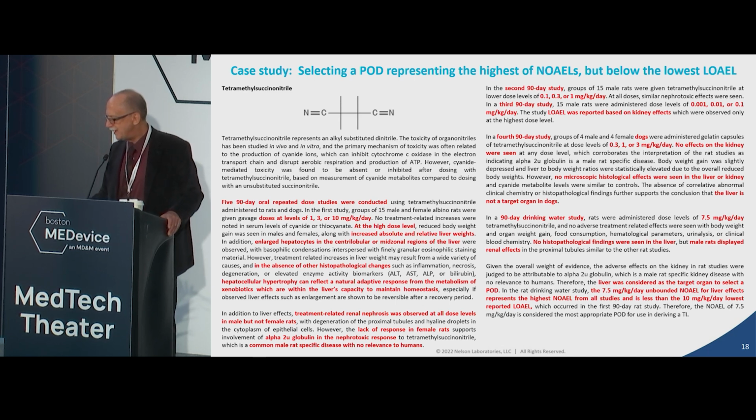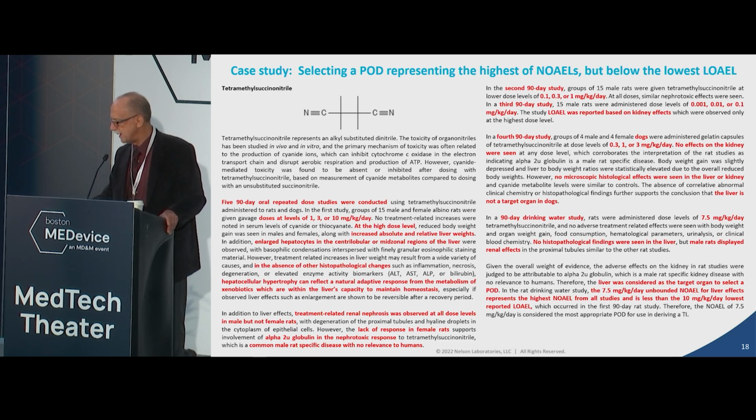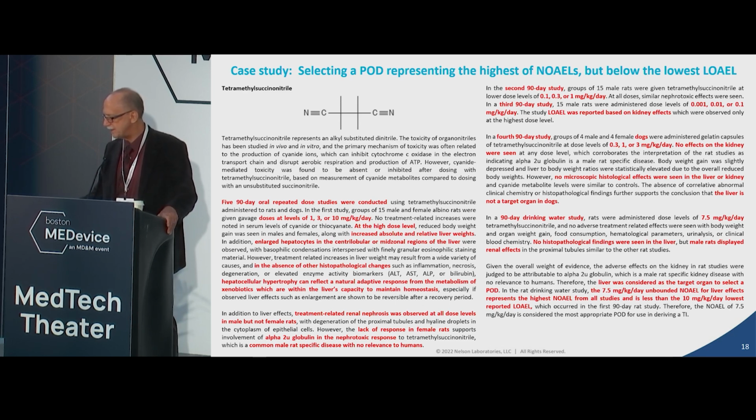In addition to the treatment-related effects, there was a renal nephrosis only in male but not female rats. And that's another special consideration. It's a classic male rat-specific disease, seen with degeneration of proximal tubules in the kidney and hyaline droplet formation in the cytoplasm of epithelial cells. We'll talk about that later, but that effect is not relevant because it's, again, specific to male rats. It doesn't happen in humans.